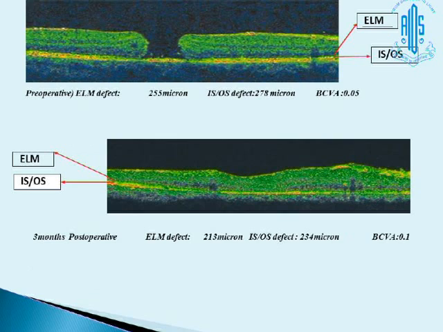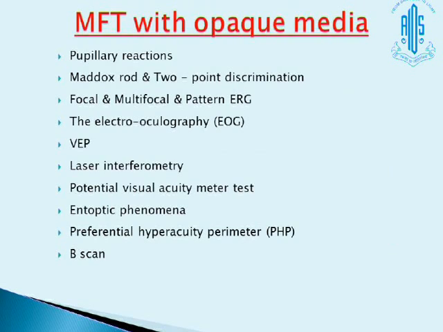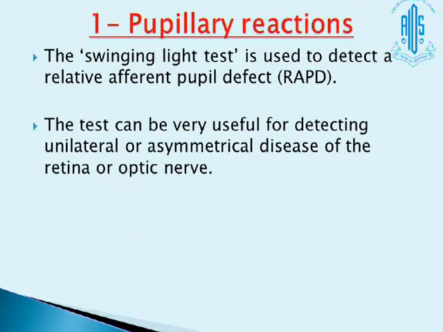Another example, pre-operative best-corrected visual acuity 0.05, and 3 months after operation 0.1. The last example, pre-operative best-corrected visual acuity 0.05, 3 months later 0.2, improved very much. I think Professor Nihal will cover the remaining part of OCT.